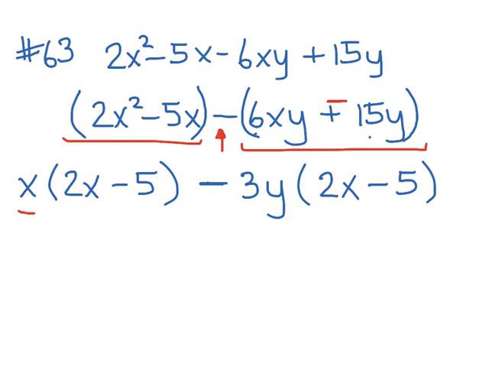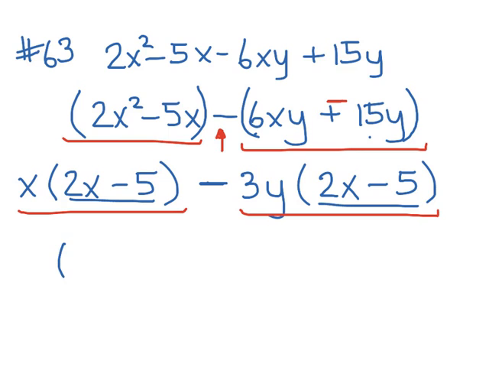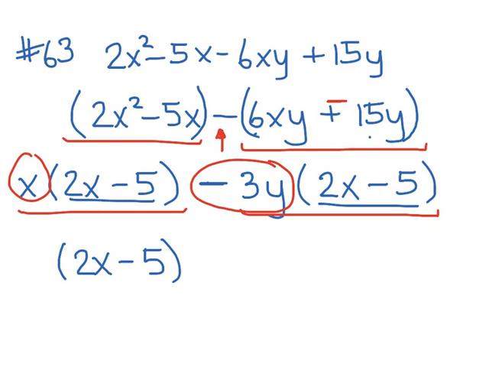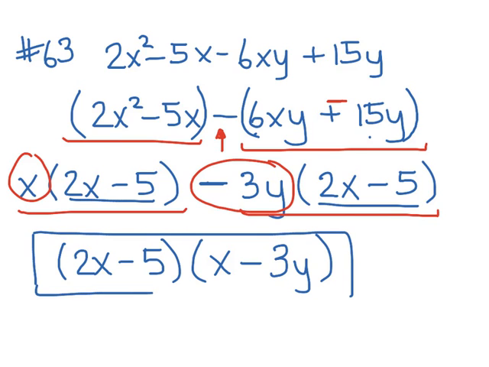So now, if I look at this group and this group, it's a good thing I have a 2x minus 5 in both of them. So that's one of my factors. I pull out 2x minus 5 and I'm left with an x and a minus 3y. So I'm left with an x minus 3y. Okay, and that's my final answer. I've factored out 2x minus 5, right, times the quantity x minus 3y. And so those are my factors.